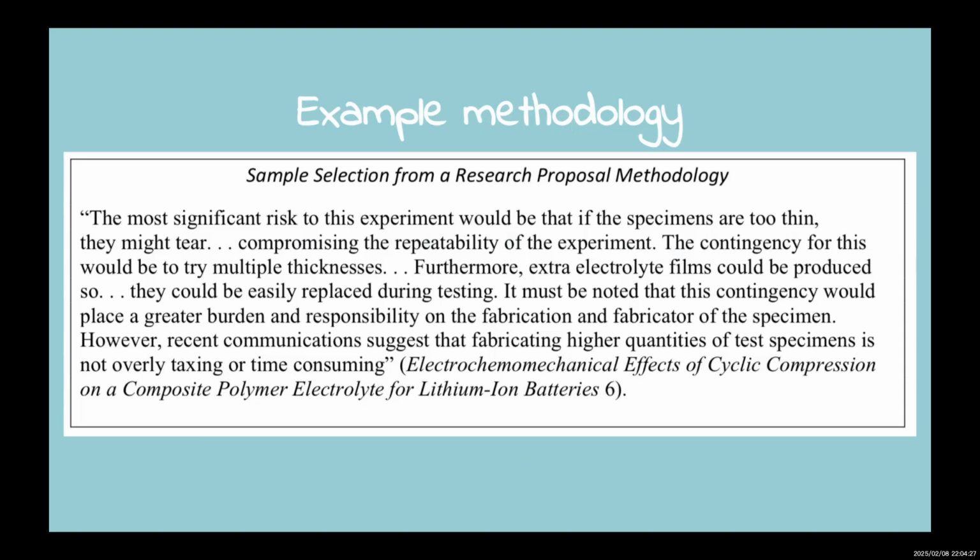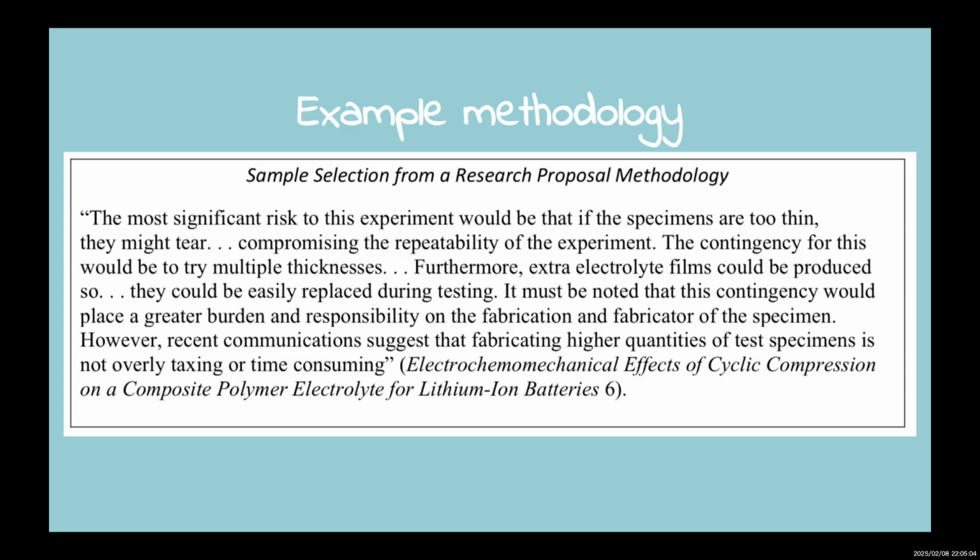So we can see that this sample starts with explaining a drawback of the method they're going to use. It says the most significant risk to the experiment would be that if the specimens are too thin, they might tear, which will compromise the repeatability of the experiment. So they're recognizing this drawback, which isn't necessarily bad, and they're not afraid to do it because in the next sentence, they're going to explain how they're going to counter this drawback or minimize its negative effects, and they did.